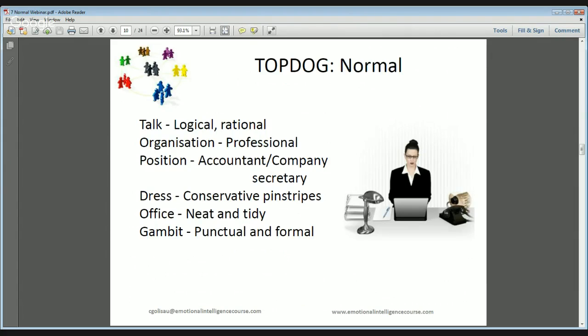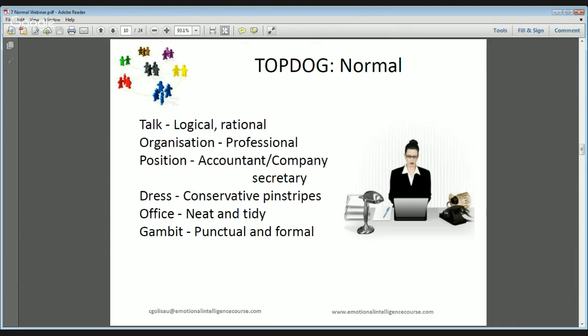Top dog, the classic way we recognize people. Well, first of all, is their talk. It's very logical and rational. Normals like working in professional organizations like legal firms and accountants, and their ideal positions in organizations are, for example, as an accountant or a CFO or a company officer or the legal officer of a company.